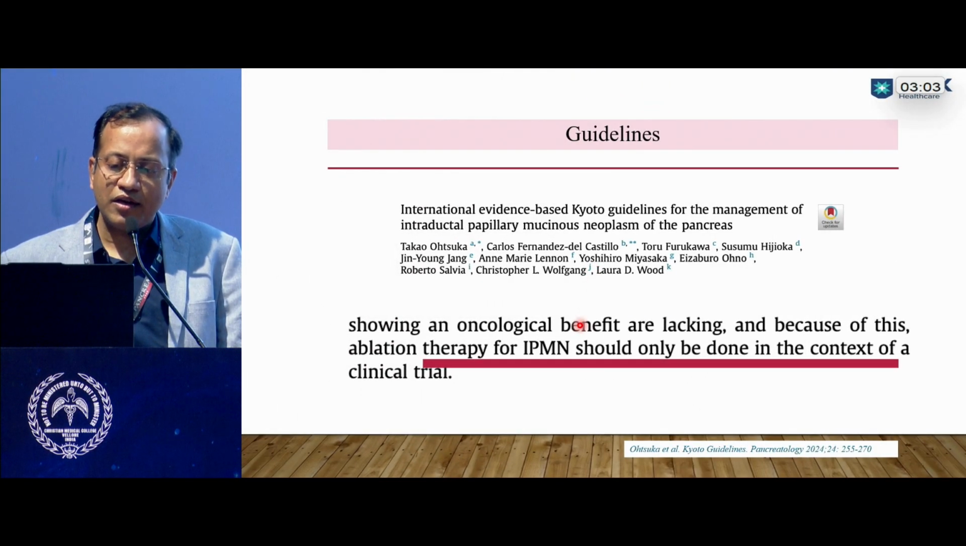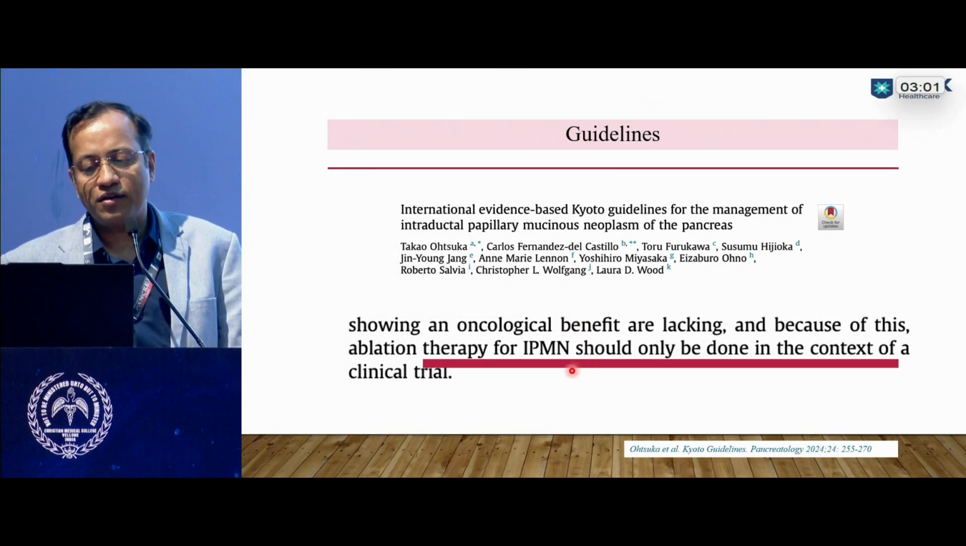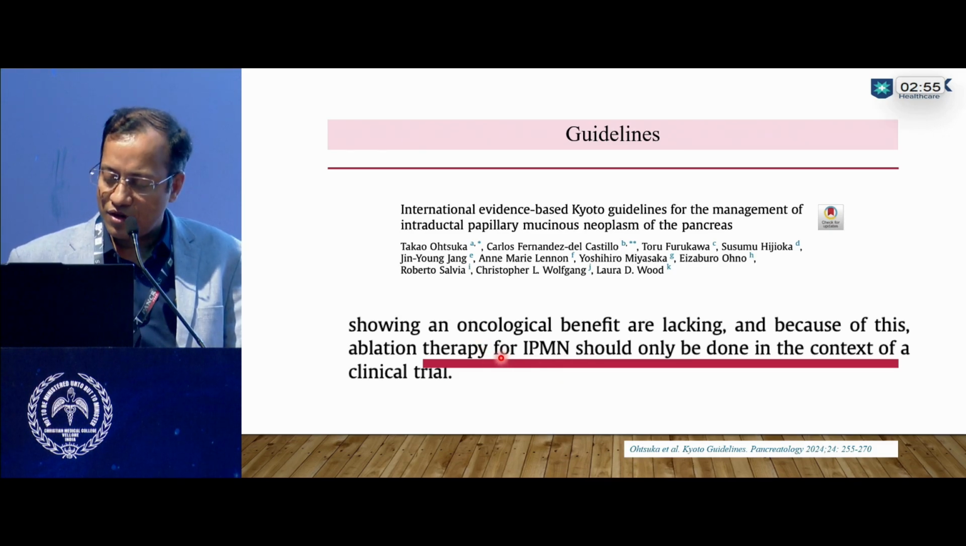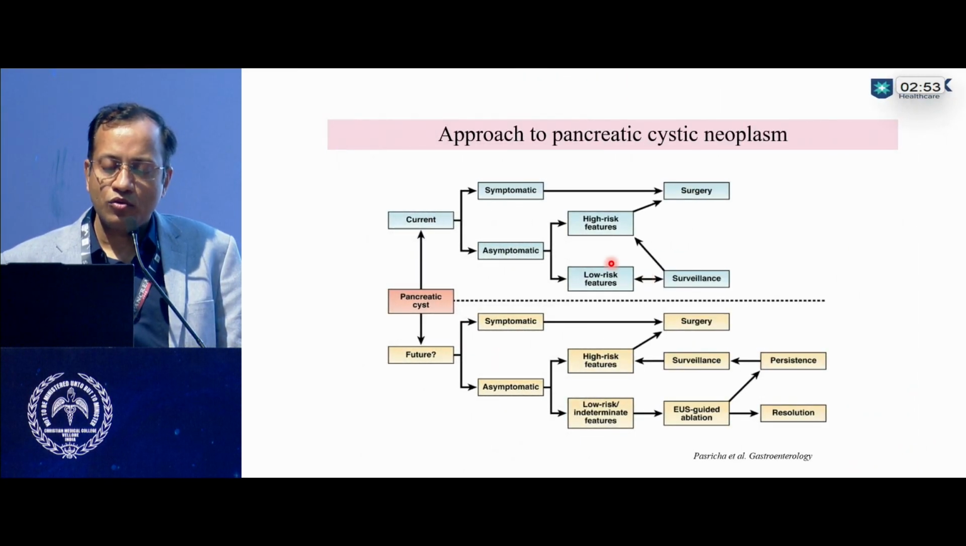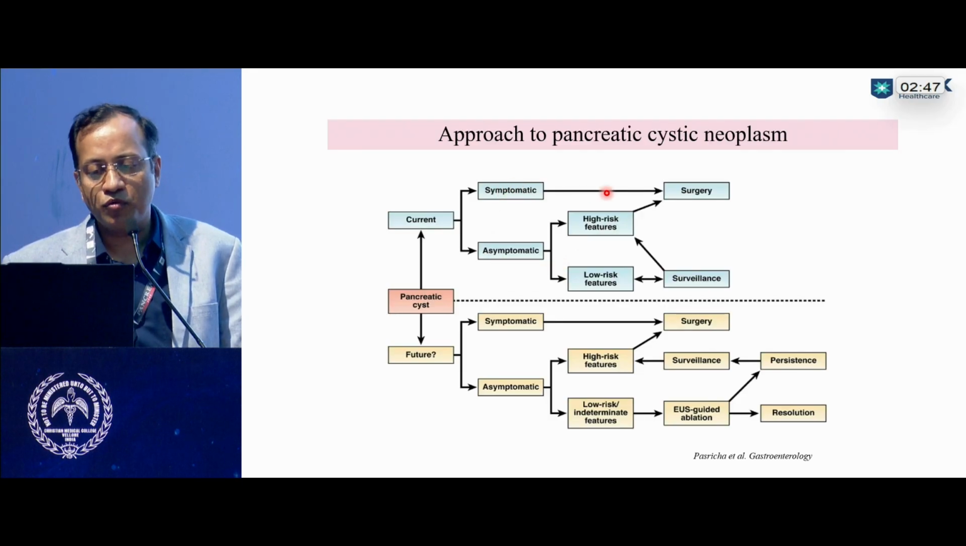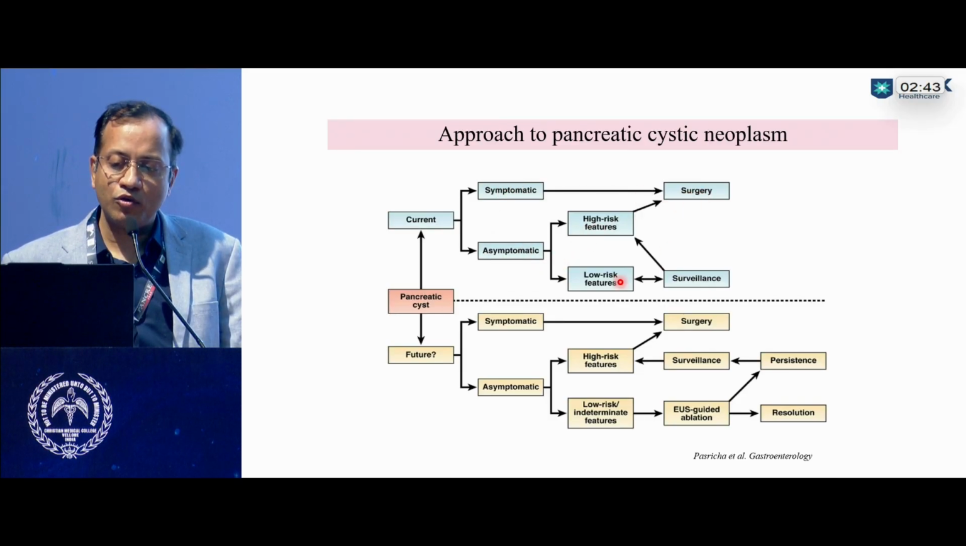So the recent Kyoto guidelines advocate that ablation should only be done in the setting of clinical trials. It should not be a routine treatment. So as of today, this is how we treat pancreatic cystic neoplasm. Patients who are symptomatic should be offered surgery. Asymptomatic with high risk features should be offered surgery. Low risk features can be under surveillance.